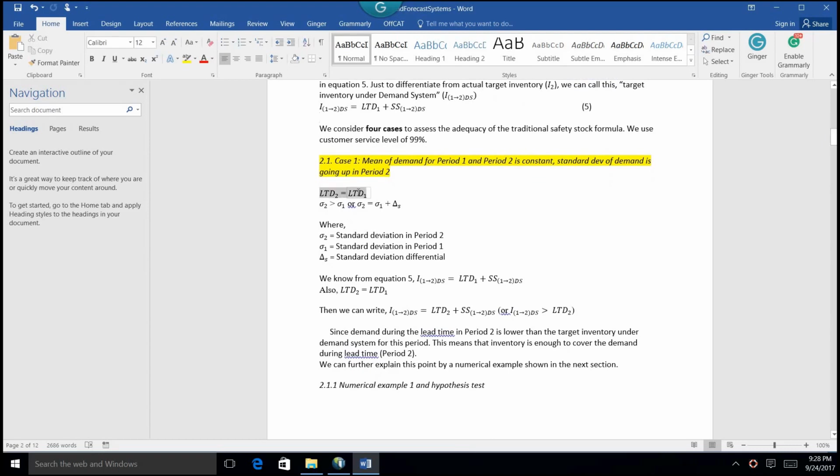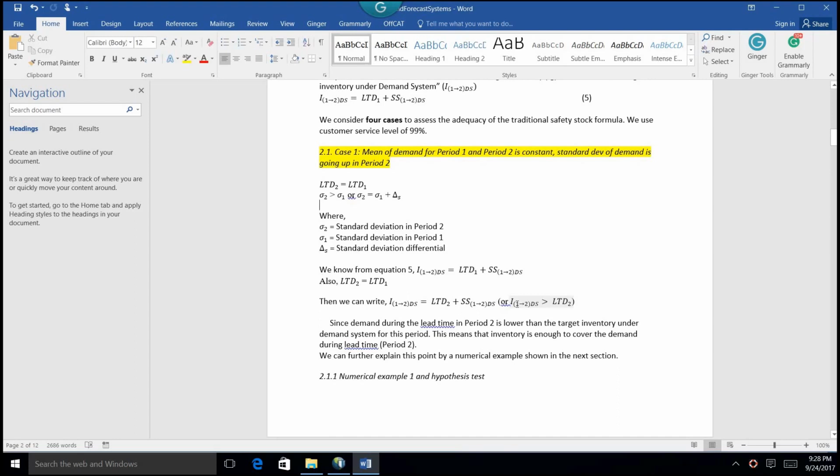So mathematically you can write LTD2 equals LTD1, sigma 2 greater than sigma 1, standard deviation of period 2 is greater than standard deviation of period 1, or you can write sigma 2 equals sigma 1 plus delta S because sigma 2 is higher. Now you can write the inventory equation the same way that I showed you, and since LTD2 equals LTD1, you can replace LTD1 with LTD2 here. Then you see in the bracket that inventory for period 2 that you calculate for period 1 is greater than demand for period 2, because the left hand side would be greater, as there are 2 factors on the right hand side. It's very simple math.